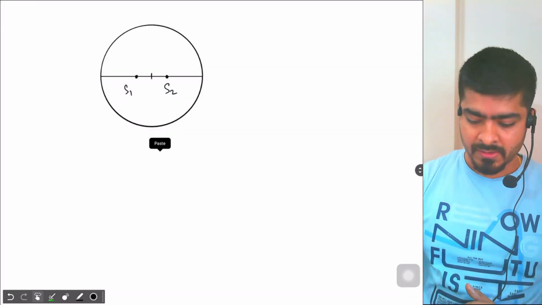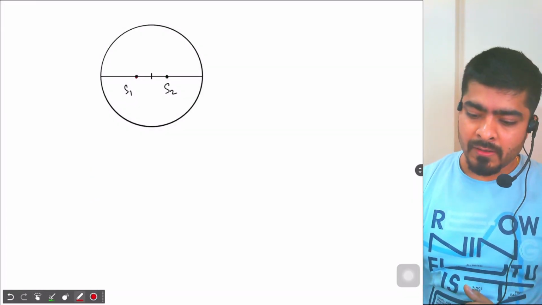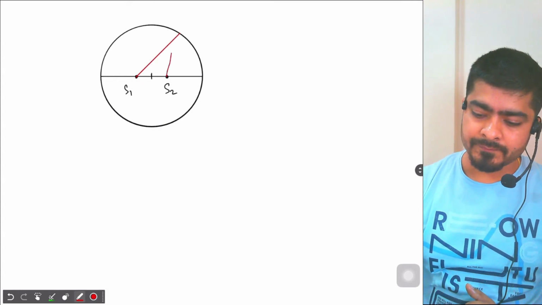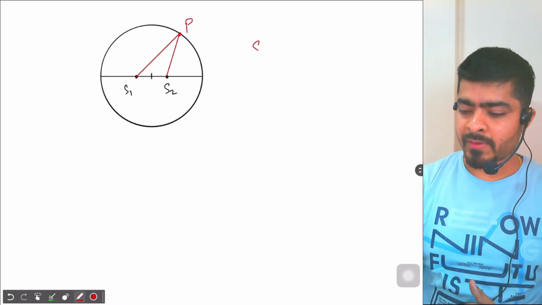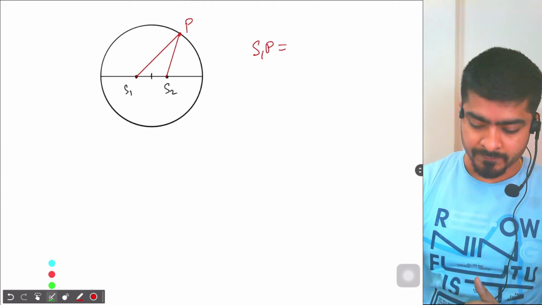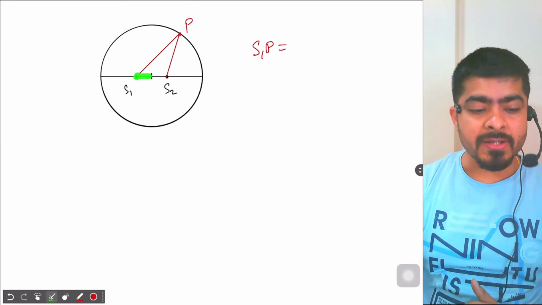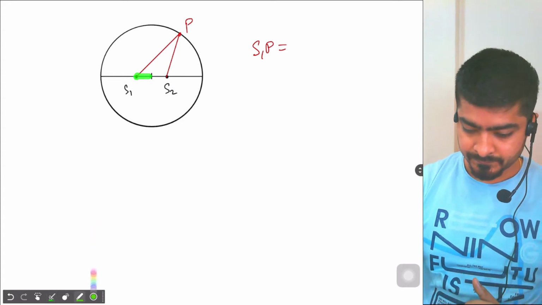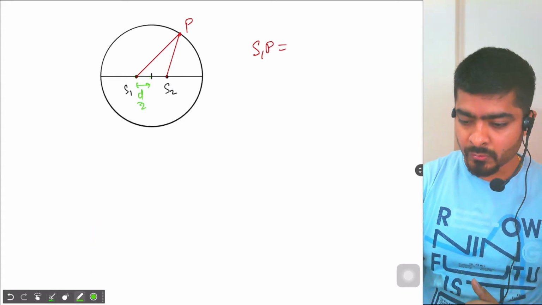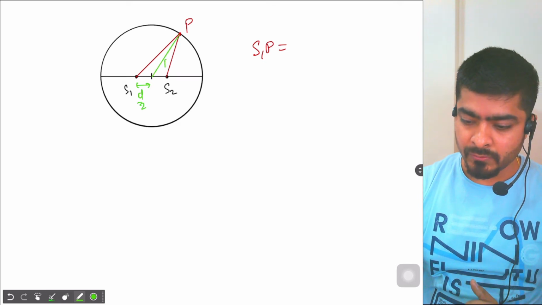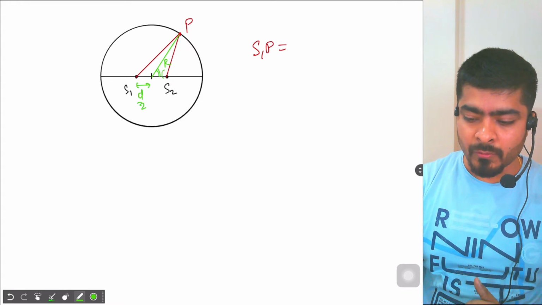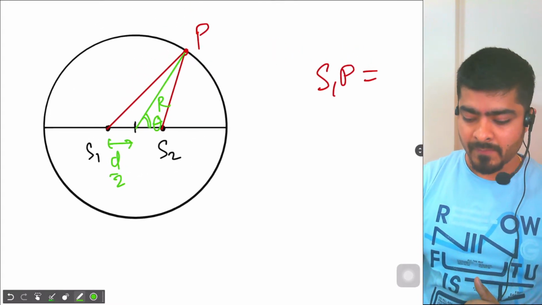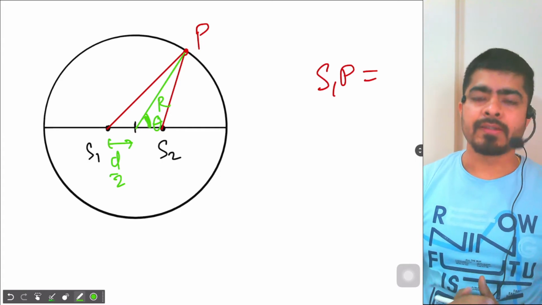Now we take this point over here, point P. We need to calculate S1P and S2P. First of all, let's calculate S1P. This distance is d by 2, and this is d by 2, and this is equal to r. Let's take this angle to be equal to theta. This angle over here will be theta, correct?